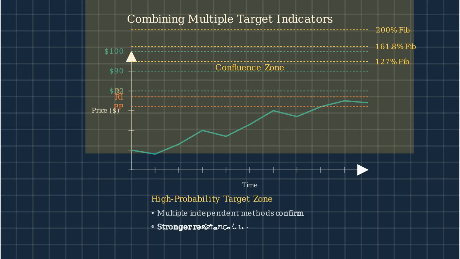This confluence creates a high probability target zone. When multiple independent methods confirm the same level, we can expect stronger resistance or support. Such zones can inform both entry and exit decisions in your trading plan.